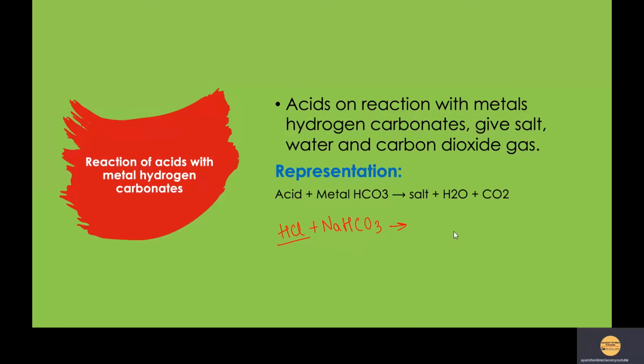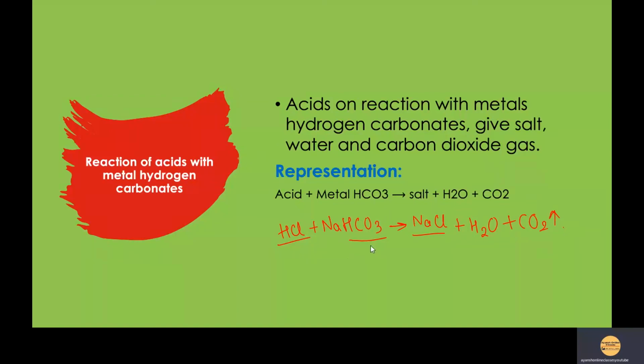Now let's see what is the salt so formed. Here the salt formed is going to be NaCl, that is, chlorine is going to replace our hydrogen carbonate group and it will combine with sodium to give us the salt, sodium chloride. Plus water and CO2 are evolved out. So here, the hydrogen which is replaced will combine with this hydrogen and we will get H2O, and the remaining O2 and C will give us the carbon dioxide gas which is given out.